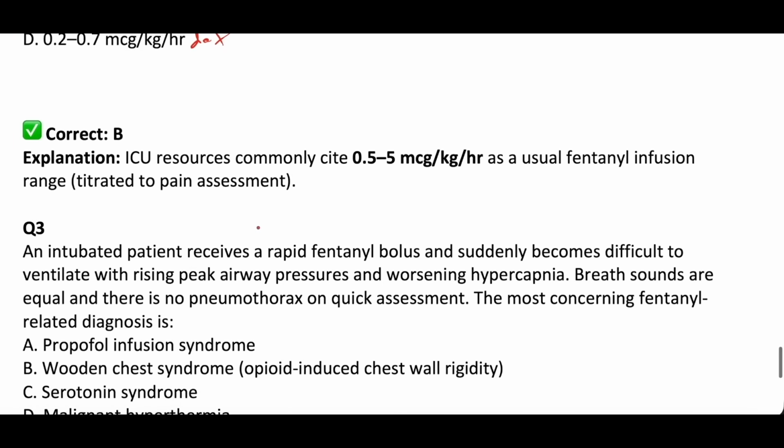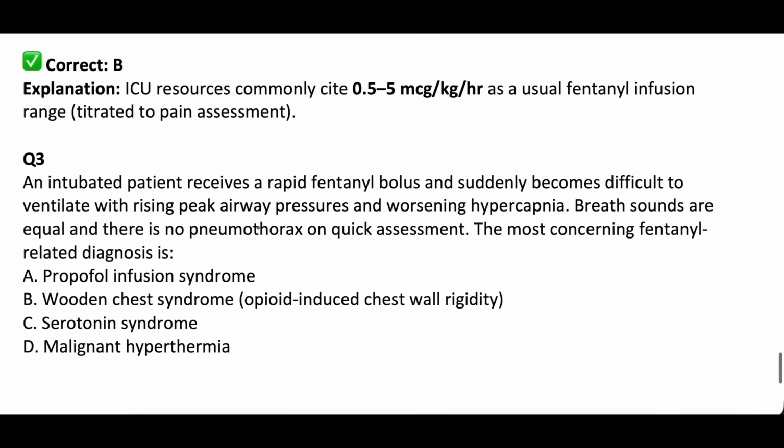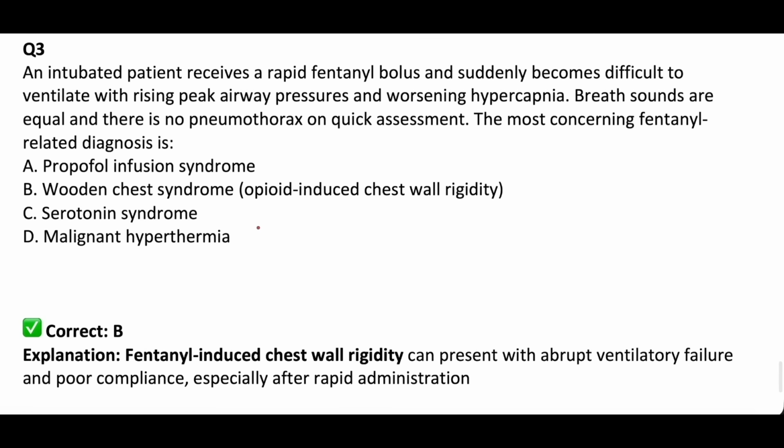Okay, question 3. An intubated patient receives a rapid fentanyl bolus and suddenly becomes difficult to ventilate. Rising peak airway pressures, worsening hypercapnia, breath sounds are equal, there's no pneumothorax. The most concerning fentanyl-related diagnosis is A, propofol infusion syndrome, B, wooden chest syndrome, C, serotonin syndrome, or D, malignant hyperthermia. Correct answer is B, fentanyl-induced chest wall rigidity, also known as wooden chest syndrome.